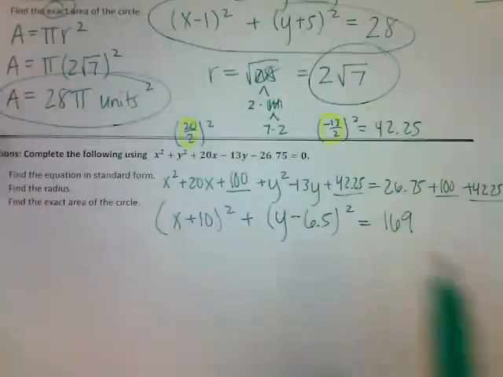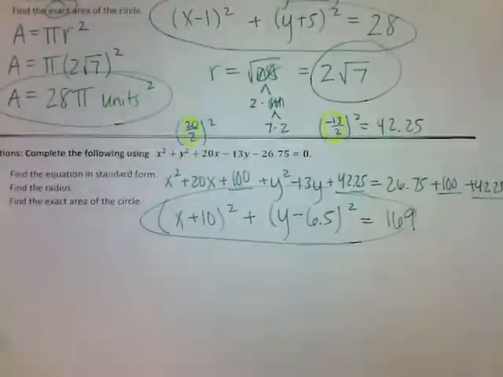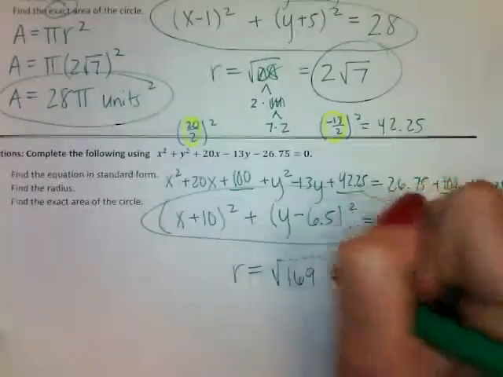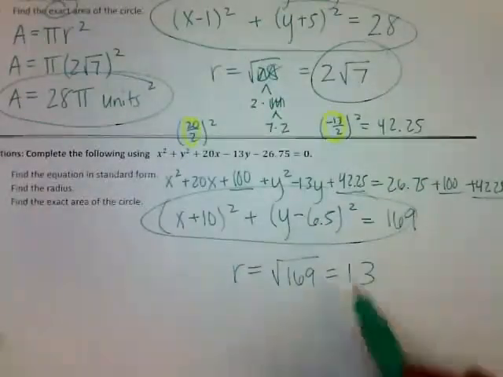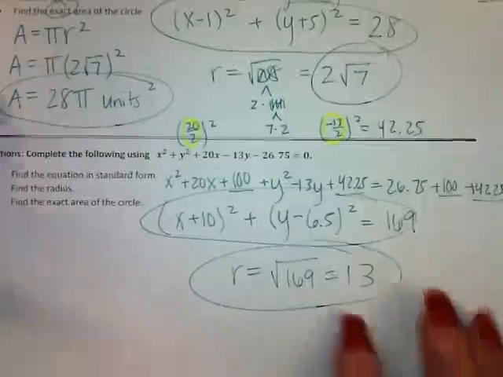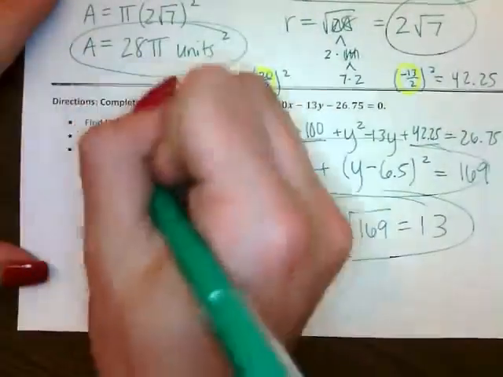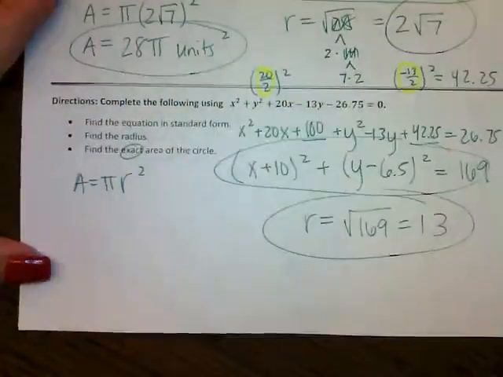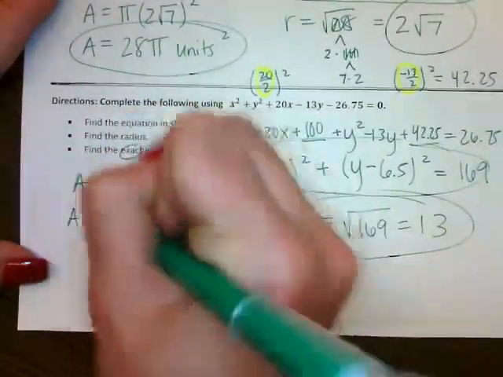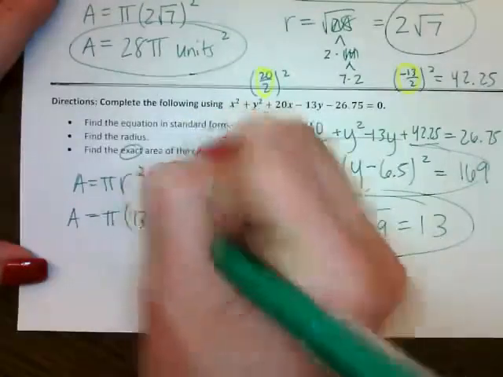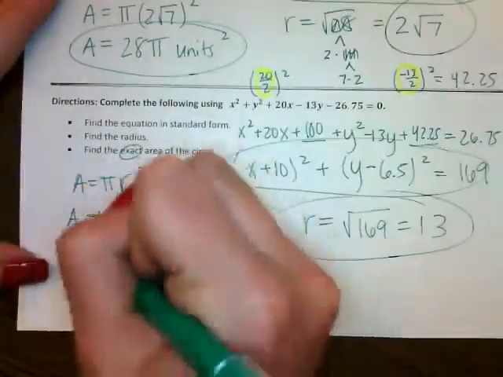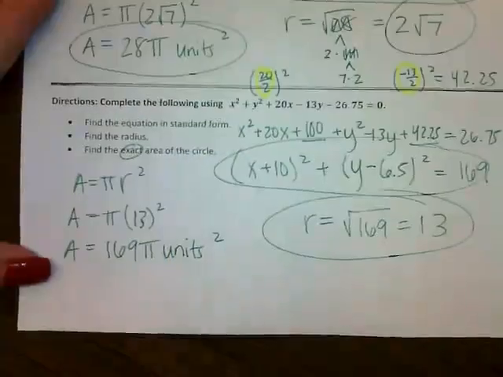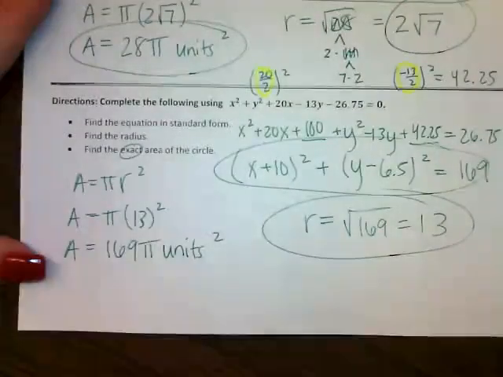Okay. This is my first answer to part 1. The radius is going to be the square root of 169, which you'll find is 13. Final answer to the second part. Last but not least, calculate the exact area. Okay, so that's going to be 169 pi. I don't know the units, but I do know that's units squared or square units.